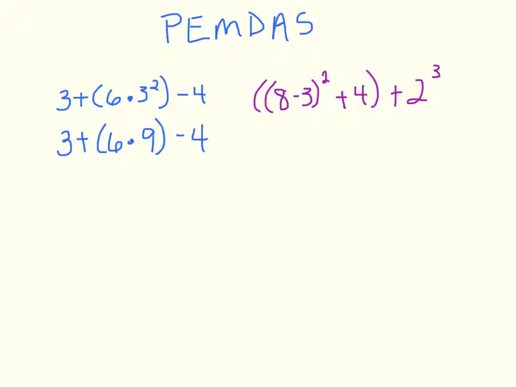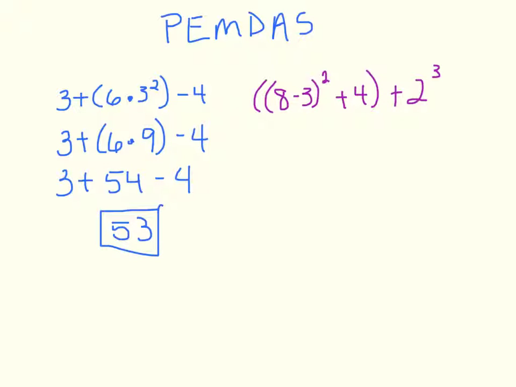Okay, now I'm going to go back through from left to right again. I still have parentheses, but this time I can do what's inside the parentheses fully. So I bring down my 3 plus (6 times 9 is 54), and then minus 4. Now I'm left with addition and subtraction, so I will go through and say 3 plus 54 is 57, and 57 minus 4 is 53.